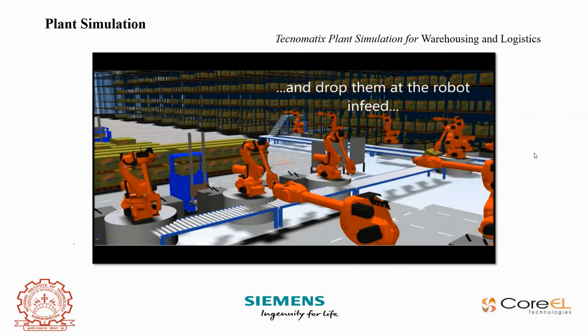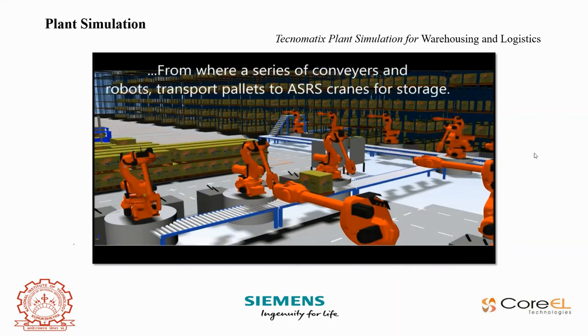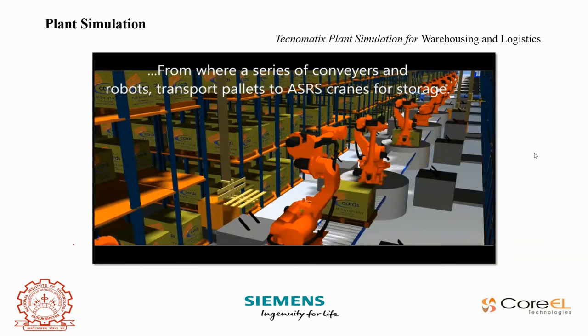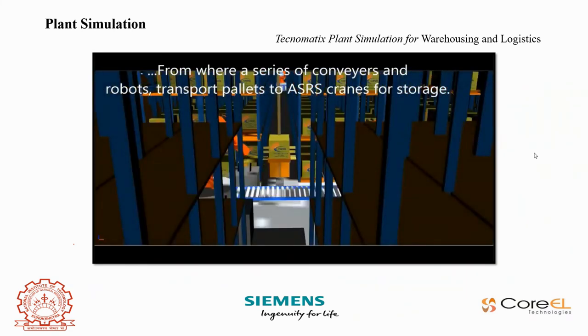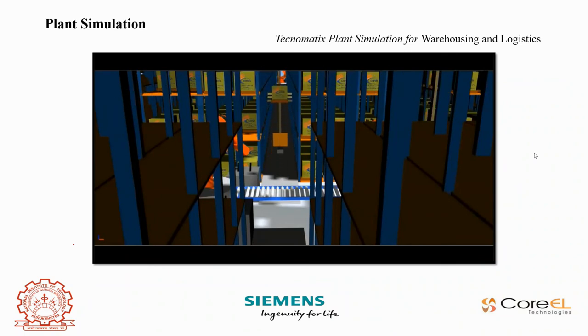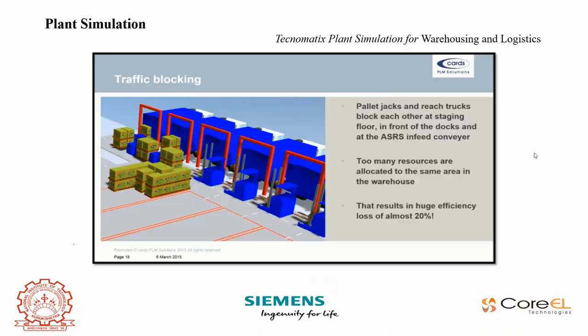A series of automated conveyors and robots transport the pallet to exactly the aisle where the pallet is expected. The crane then transports the pallet to the right location for storage. Dolciana suffers from huge capacity losses due to traffic pressure within their distribution center.